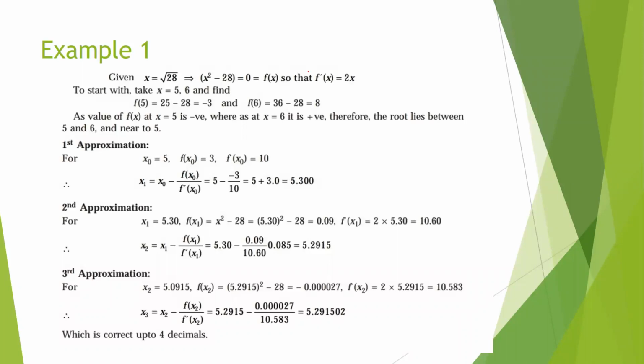Here we have chosen a function. They have given an equation x = square root of 28. Right, first let us simplify this. x = square root of 28 is provided. If we square both sides, we get x^2 = 28, and so x^2 - 28 = 0. Now we can consider the function f(x) = x^2 - 28 as the required function, and for this equation we need to find the solution.